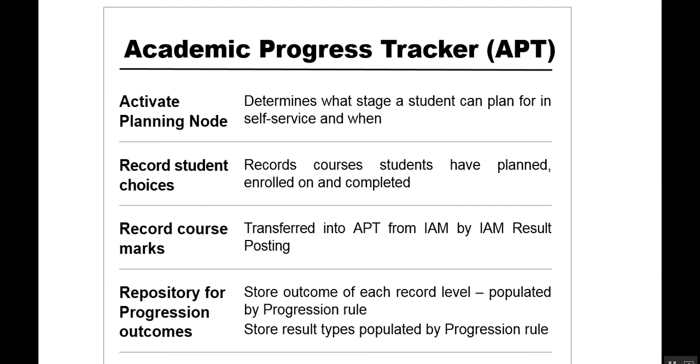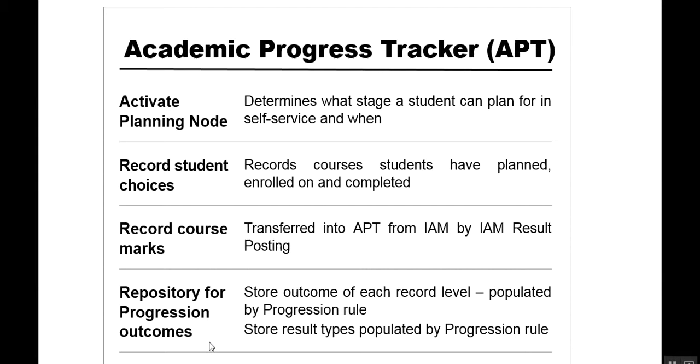Okay, and then recording course marks. So if you've already looked at activity management, you'll know that we store their assessment and their overall course marks are calculated in activity management. Those marks are transferred when they're completed into the academic progress tracker for the relevant student, and then it's in the academic progress tracker that the progression rule will run and check that students have passed all their courses and what the marks are, so we can calculate the overall average mark, etc. So those marks and information go into the APT as well.